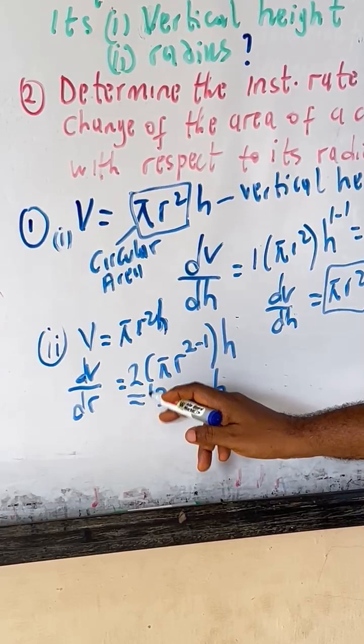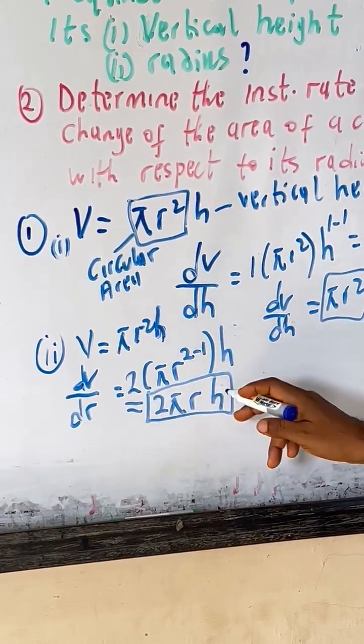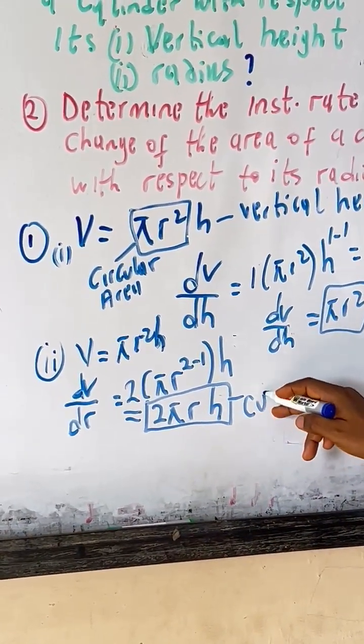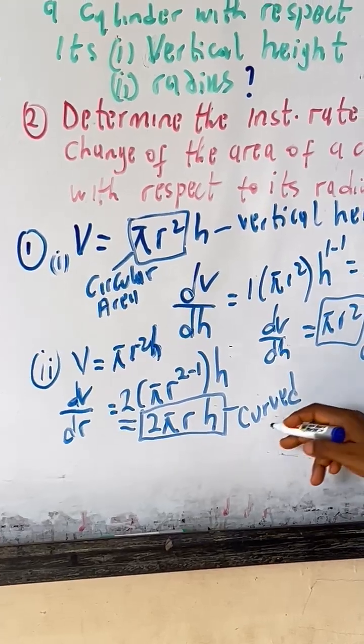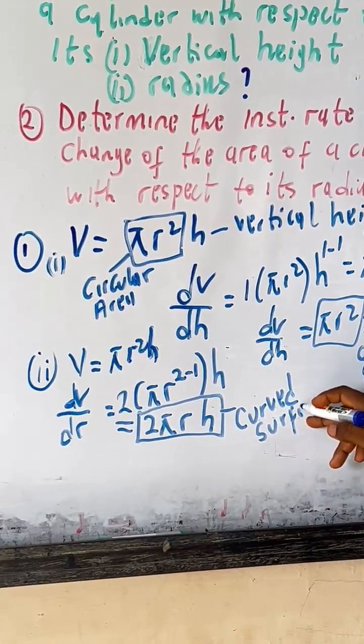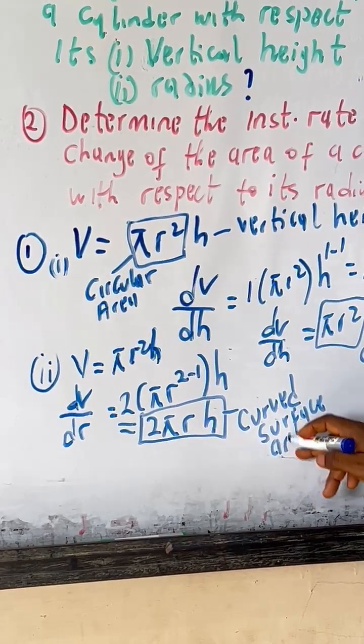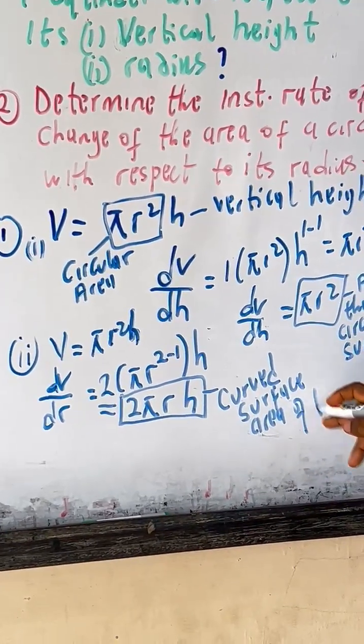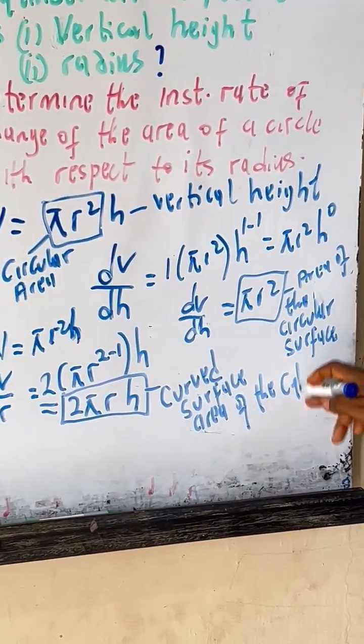So what we have here now is the formula that we normally use to calculate the curved surface area of the cylinder. Can you see now?